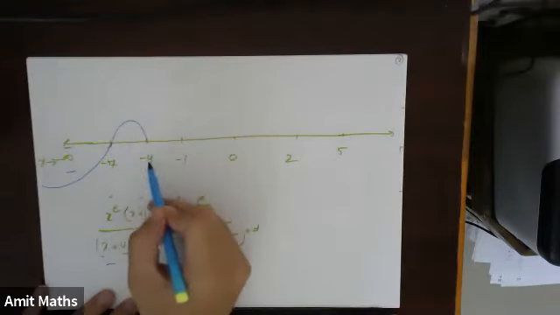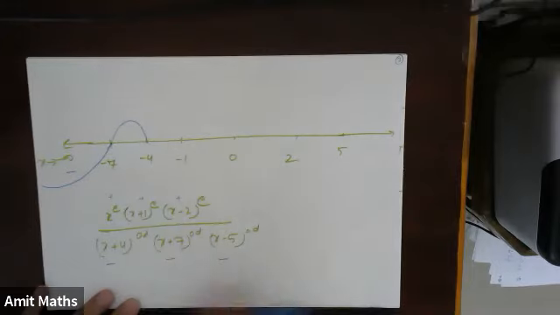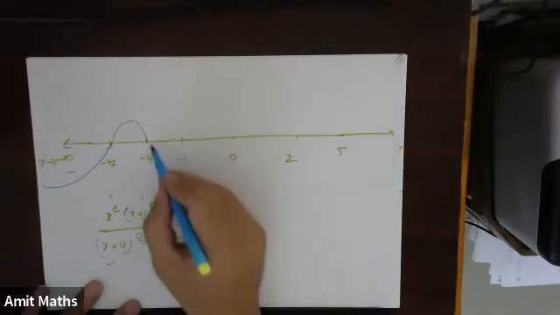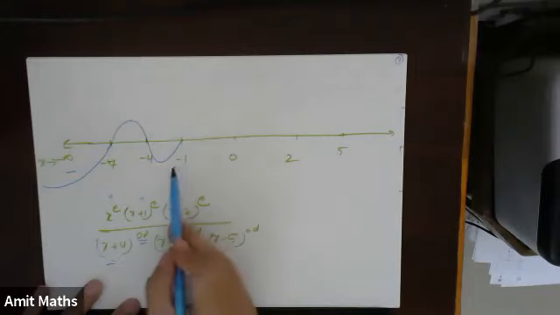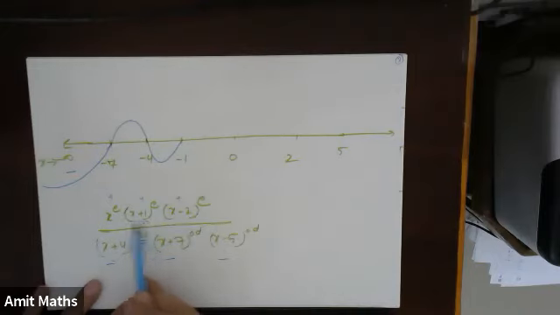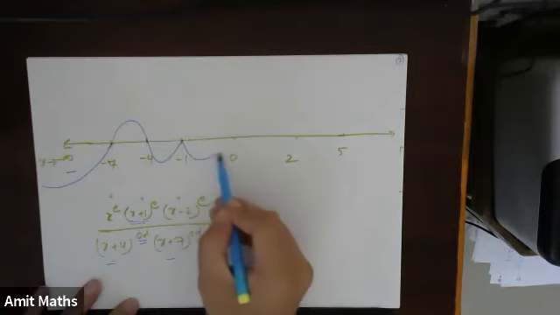Now I will come to the second critical point, minus 4. Minus 4 is where? Minus 4 is here, a critical point having odd power. It will again change sign. Then we have minus 1. Minus 1 is the critical point for this one. What power does it have? Even. Even power means it will bounce back.